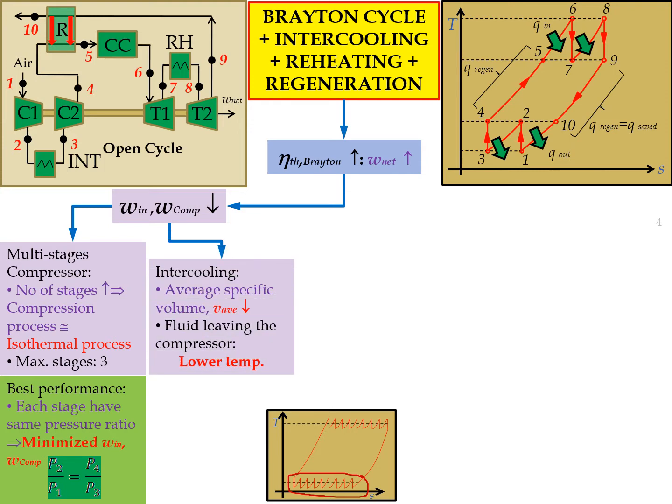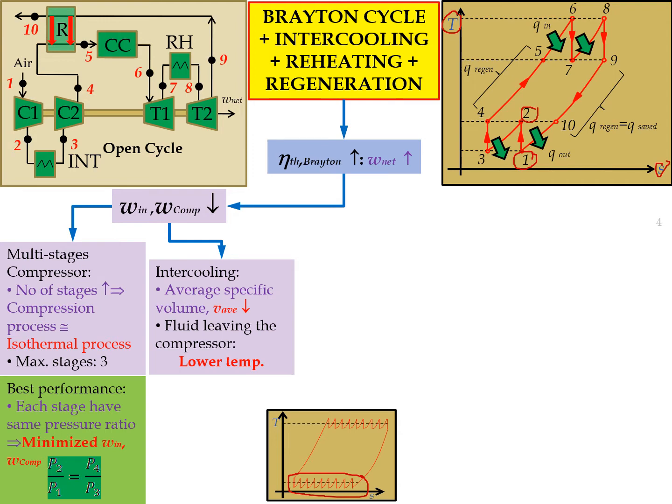So the function of the intercooler is to decrease the average specific volume, and it also lowers the temperature of the fluid leaving the intercooler. As you can see in the TS diagram at the top right hand side, in stage 1, air enters compressor 1, and at the outlet the temperature is a bit higher.